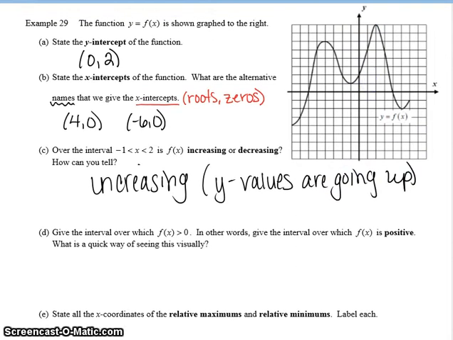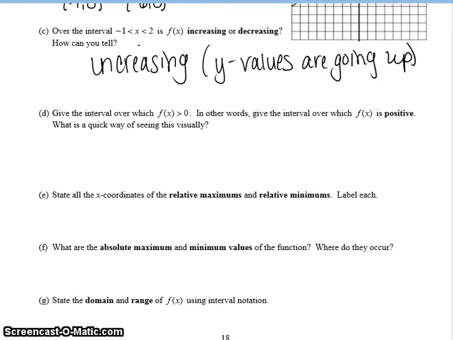Part D. Give the interval over which f of x is greater than 0. You must know, when numbers are greater than 0, they're asking for when it is positive. In other words, give the interval for which it is positive. So greater than 0 means positive. Obviously, less than 0 would mean negative. So anything above the x-axis would be a quick way of seeing this visually.